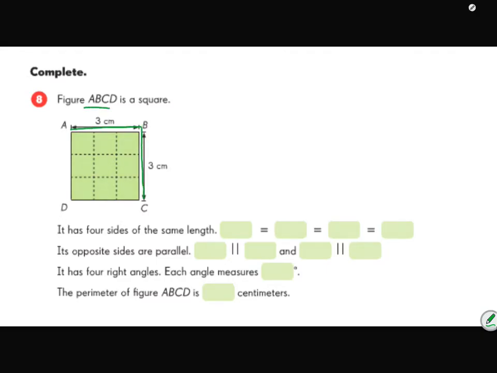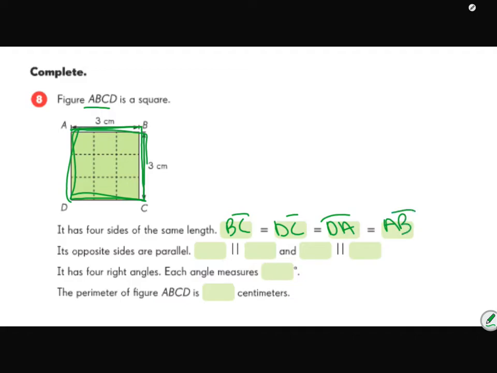A, B, C, D. This figure is a square. Okay, so it has 4 sides of the same length. I know that one side is 3 centimeters, another side is 3 centimeters, another side is 3 centimeters, and another side is 3 centimeters. Its opposite sides are parallel. So what I'm going to actually write here is the letter sides. So if all of these are the same, I know line BC is the same as DC, which is the same as DA, which is the same as AB.